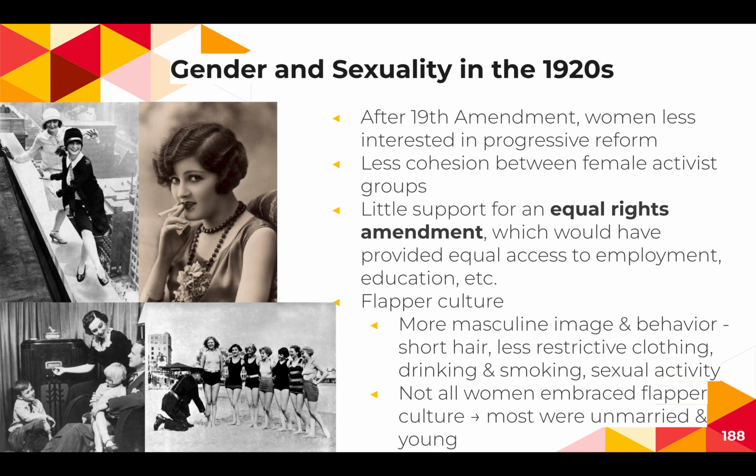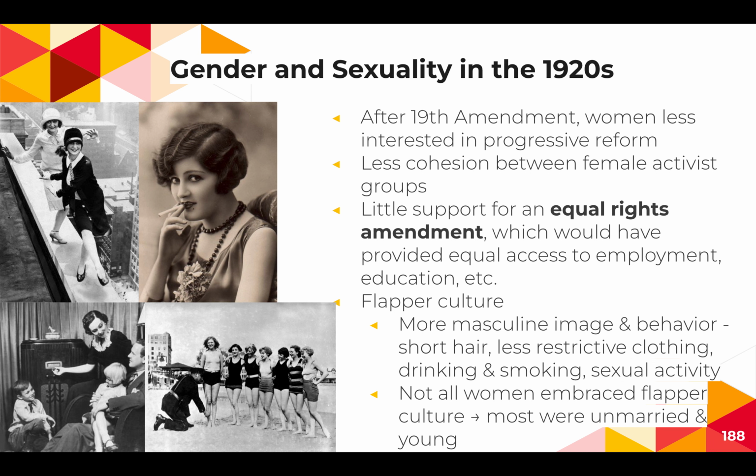The flapper was very much seen as a sign of female liberation. In terms of both image and behavior, they were seen as more masculine. They cut their hair shorter, they wore less restrictive clothing, the hemlines went up, the waistlines were looser, and that allowed for more freedom of movement to dance. And women also would attend speakeasies. Those were underground bars during the Prohibition era. They also would take up smoking cigarettes, and flappers were more likely to engage in premarital sexual activity.